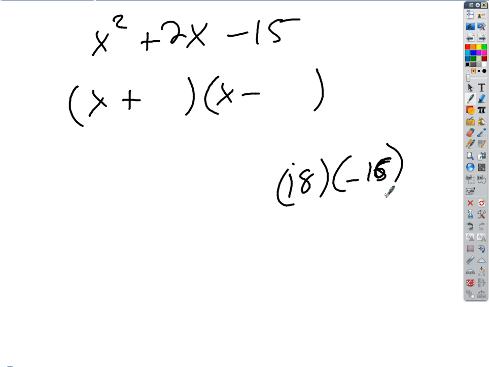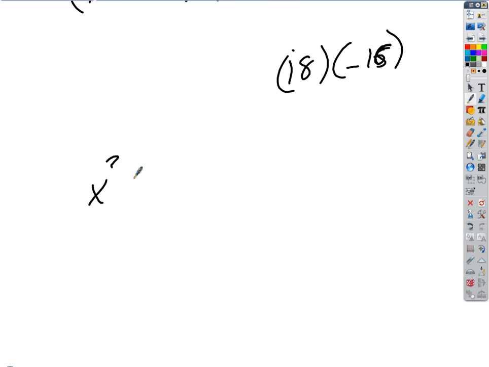But okay, so what are my answers then? 5 and 3. 5 and 3, yeah. Plus 5, minus 3. One more, what about this one? X squared minus 4x minus 45.